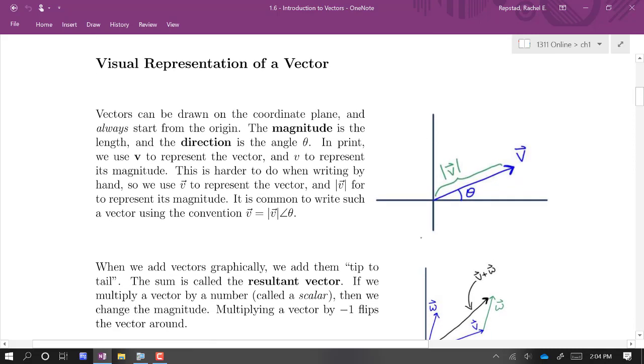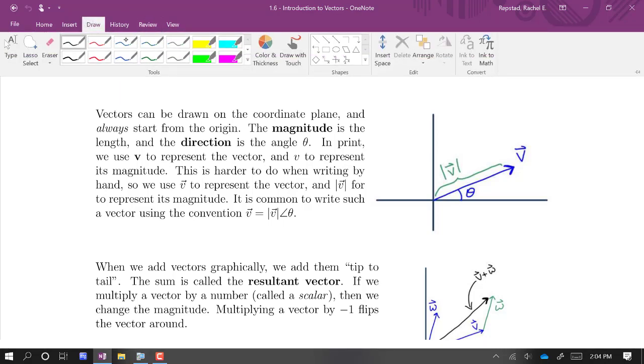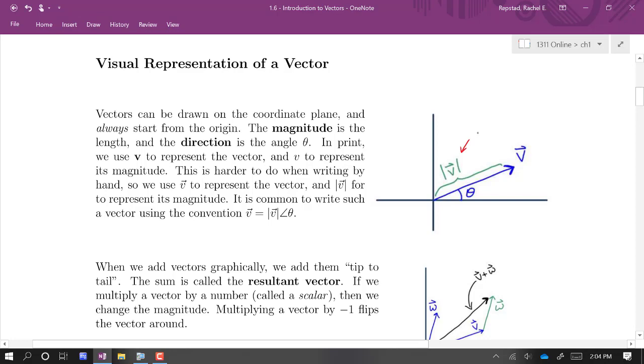So drawn on the plane, you could think of it as a directed distance, right? So it has magnitude, which is the length, and direction, which is the angle. So the magnitude is this bit right here, and the angle here, that's the direction.